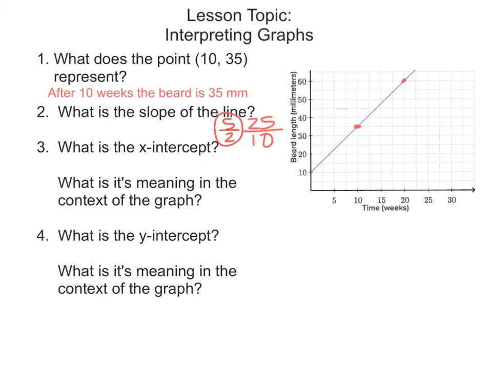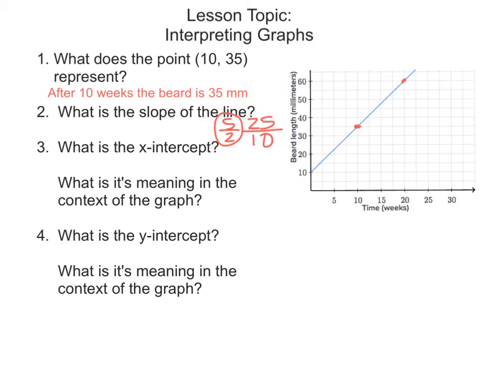So our slope is 5 over 2. All right, so next, what is the x-intercept? Well, we do know that our x-axis is right here, and for this line right here, we cannot see the x-intercept. It would be over here somewhere. So what does that mean?